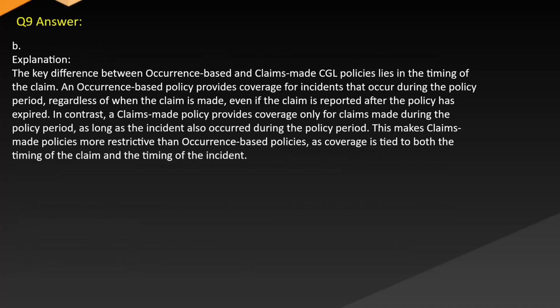Answer: B. Explanation: The key difference between occurrence-based and claims-made CGL policies lies in the timing of the claim. An occurrence-based policy provides coverage for incidents that occur during the policy period, regardless of when the claim is made, even if the claim is reported after the policy has expired. In contrast, a claims-made policy provides coverage only for claims made during the policy period, as long as the incident also occurred during the policy period. This makes claims-made policies more restrictive, as coverage is tied to both the timing of the claim and the timing of the incident.